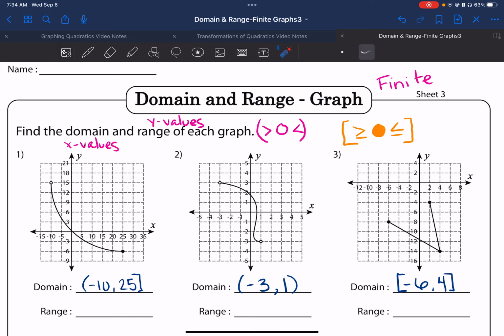For problem 1, the lowest y value is where this dot lives at -6, and our graph continues up until we hit this top point at 15. So our range for this problem is going to be -6 to 15. At -6, I see a closed circle, which means I'm going to put a bracket. And at 15, I see an open circle, so I'm going to use parentheses.